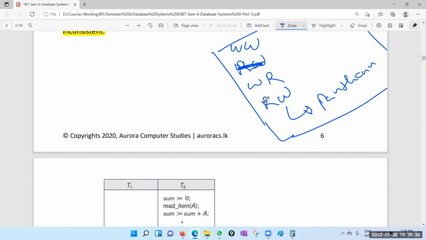Okay. So therefore, if you don't understand a single point, you have to ask then and there.